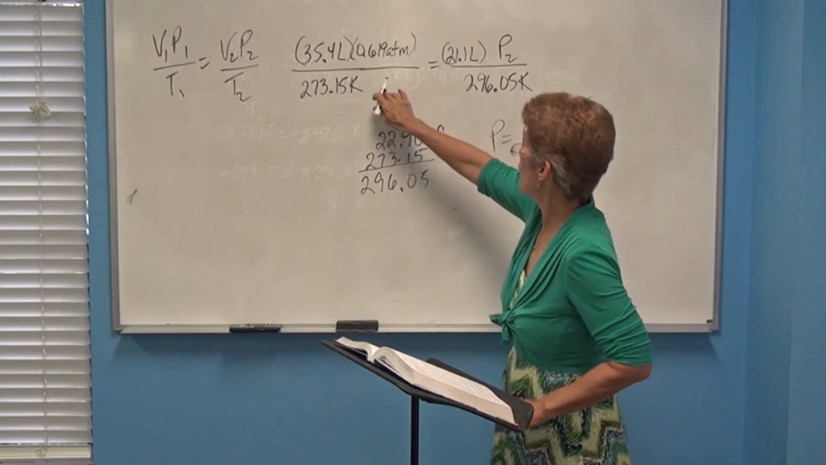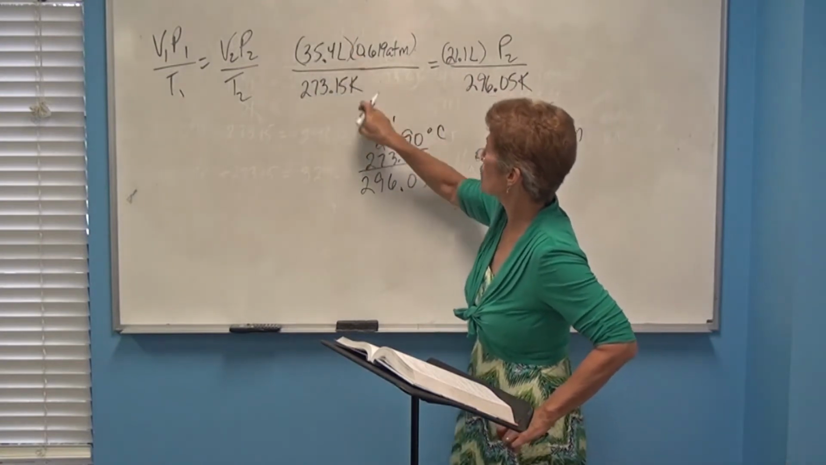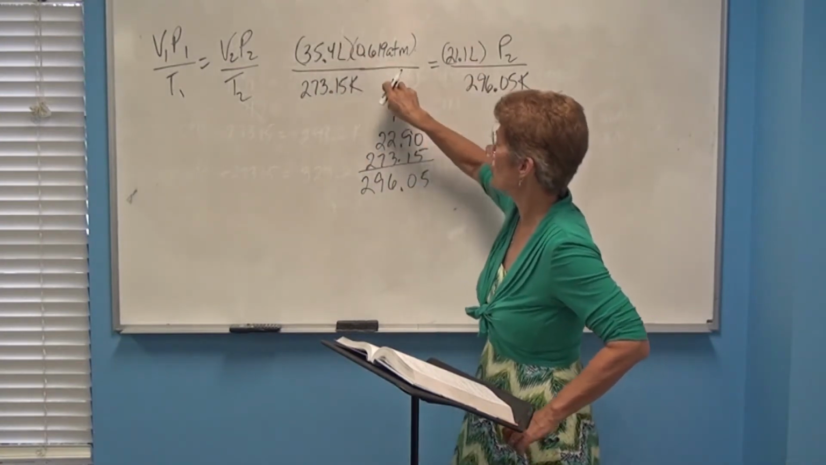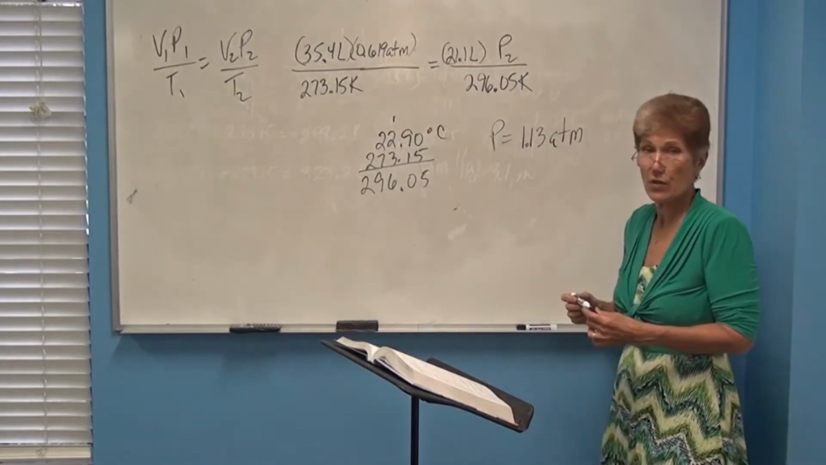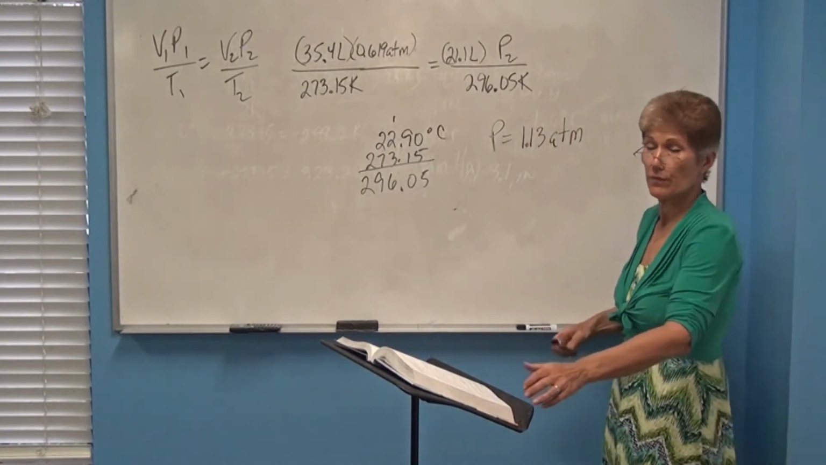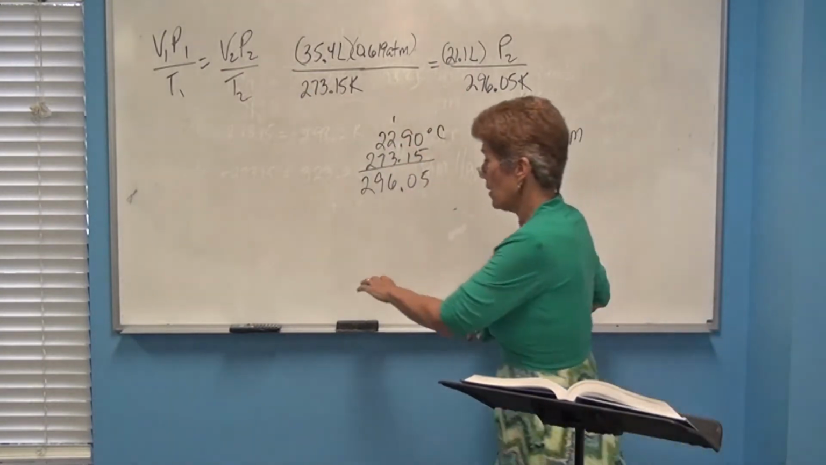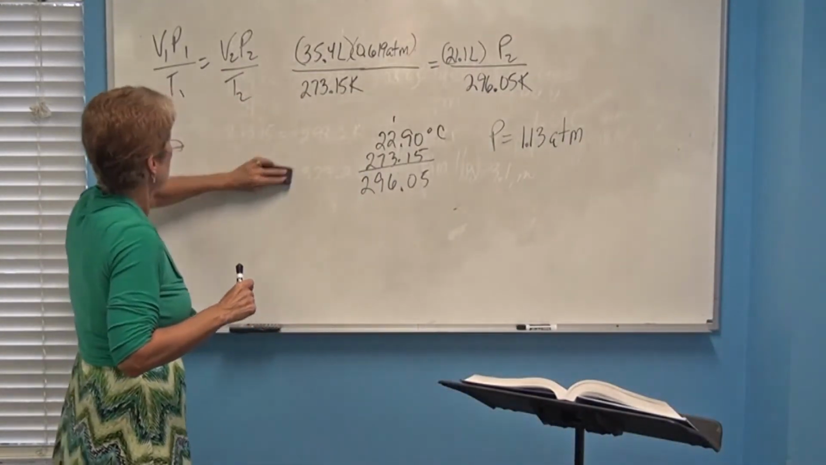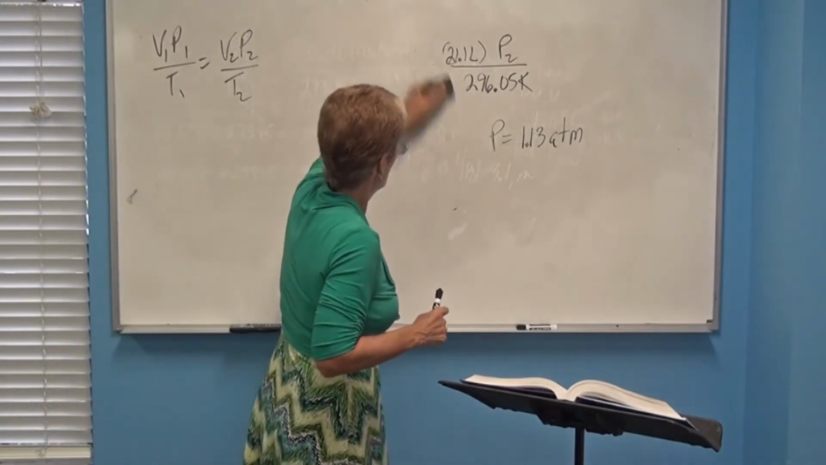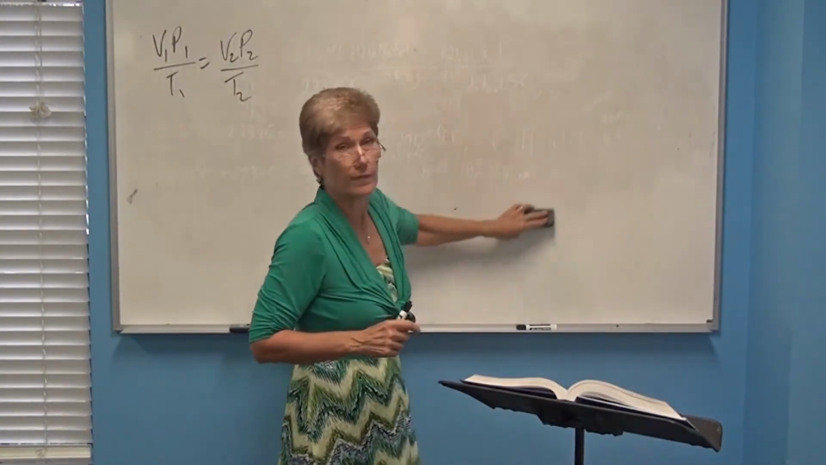Because when you do this, the Kelvin will cancel because this is going to go up there. So the Kelvin will cancel. This will come down here. So the liters will cancel. You'll be left with atmospheres. And so there's your atmospheres. Make sure you don't put the Celsius in any of these temperatures. That's a no-no. Got to use Kelvin in anything to do with gases.